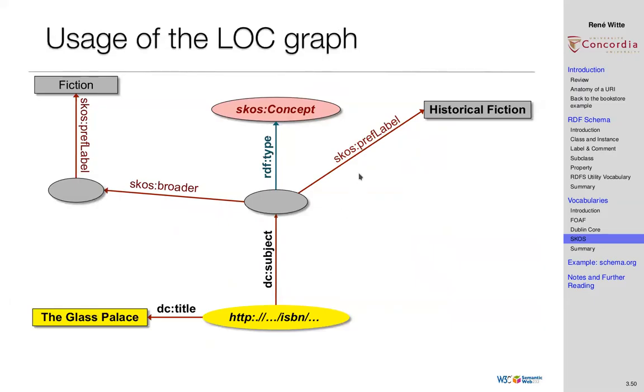And then you can use the resulting knowledge graph to describe information that you have. For example, here we have the book, The Glass Palace, with the URI describing it. So we can use, remember, Dublin Core, DC title, to provide the title of the book. But then we can say that the subject is of type historical fiction. So we are using the entry in the Library of Congress to define exactly what it is. And we can from there then use the Library of Congress graph to find out that this is a type of fiction and navigate the extended graph.